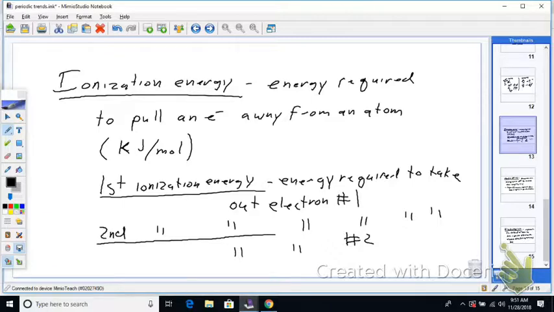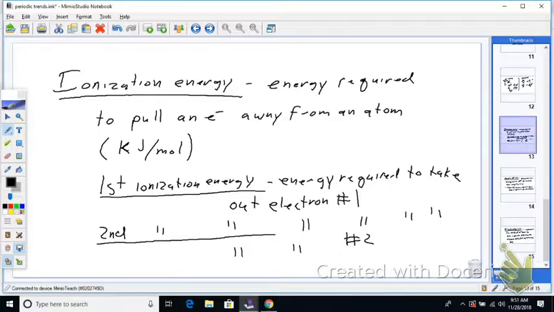Okay, not so tight. I pull out the second one. What do you think the third one's going to be like? It's going to get even tougher to pull out the third one, because what happens as you pull out electrons? I'll let you figure it out, because I think you can. You'd have to really think about what happens.